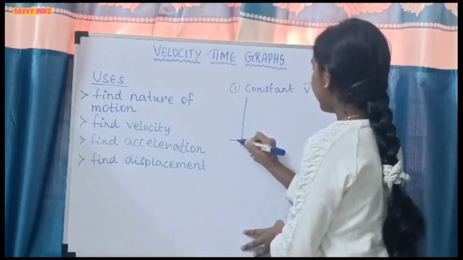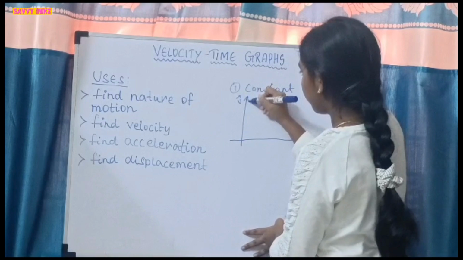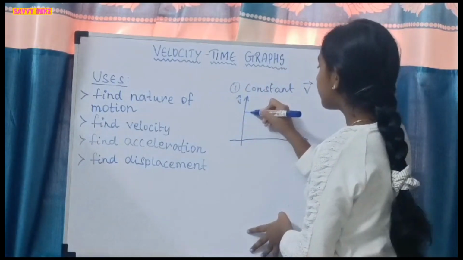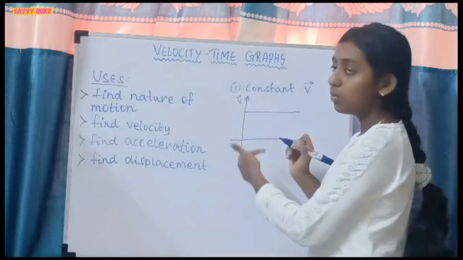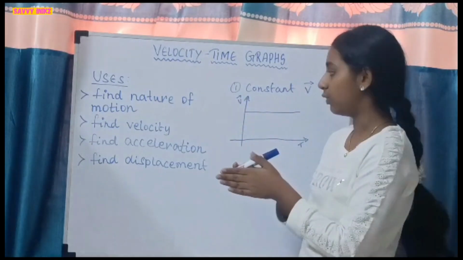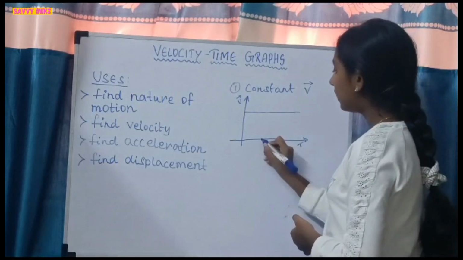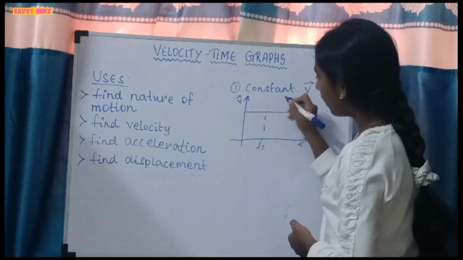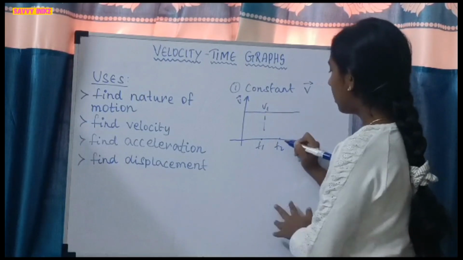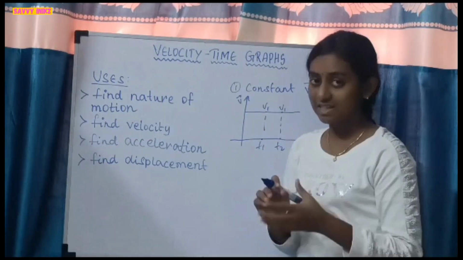Now I'm drawing the x and y axis. Time goes here, velocity goes there. And the shape of this constant velocity time graph is a straight line parallel to x-axis. This is because the velocity has equal value, so it does not change over time. So you can see at time t1, the velocity is v1, and at time t2, the velocity is v1 again. So the value of velocity does not change.